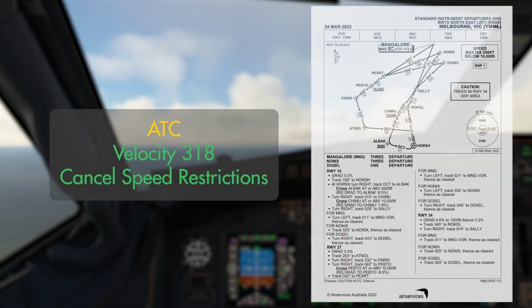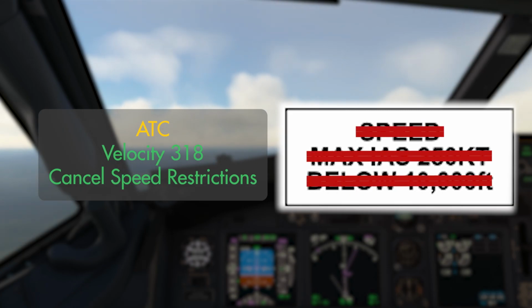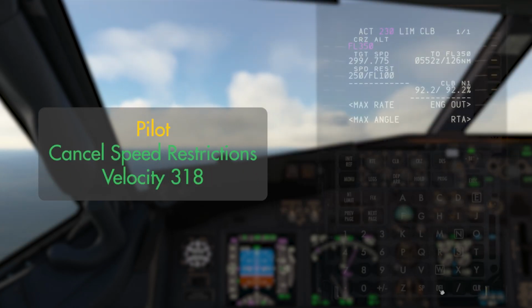Velocity 318, cancel speed restrictions. Cancel speed restrictions, Velocity 318.